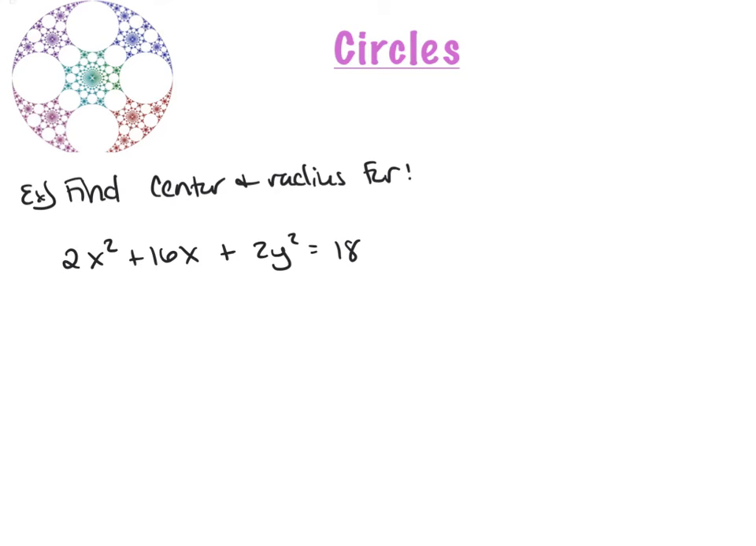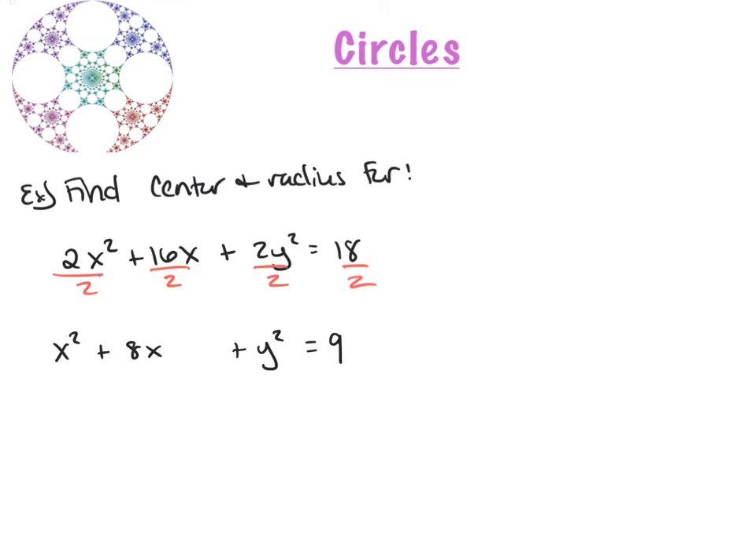We have one major problem. We have these 2's in front of our x squareds and our y squareds. So the first thing we need to do is divide every single term, both sides of our equation, by 2. So that'll give us x squared plus 8x, I'm going to leave some room for the completing the square, plus y squared equals 9.